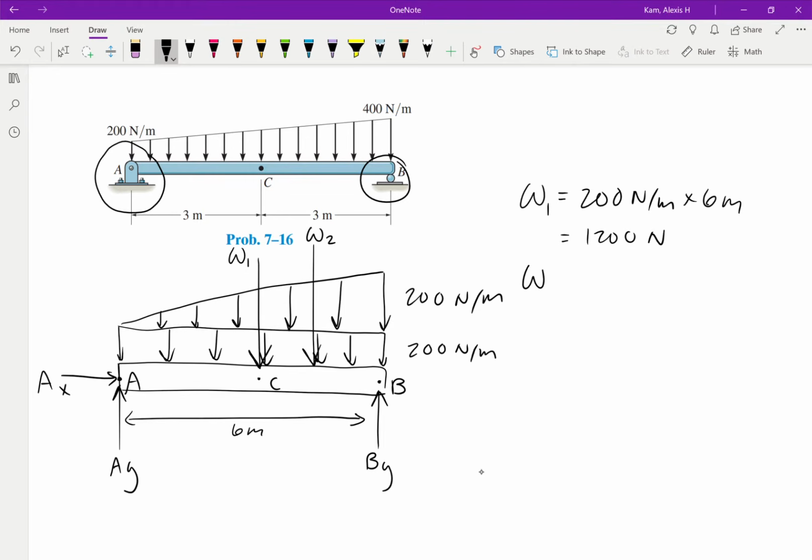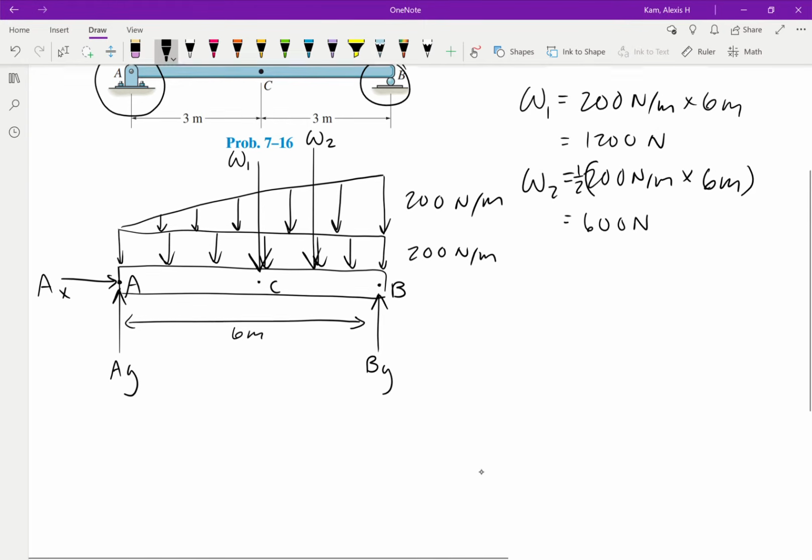And we do the same thing with the second distributed load. That's going to give us 200 newtons per meter times 6 meters. But since it's a triangle, we're going to throw in the 1/2 in the front. And that is equal to 600 newtons. Which is basically just half of W1, but it's good to do that extra step so you know why you're getting that number.